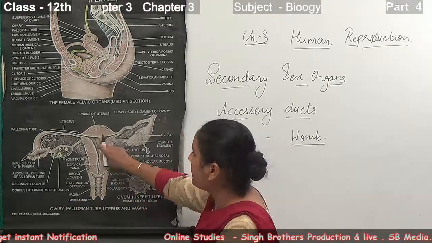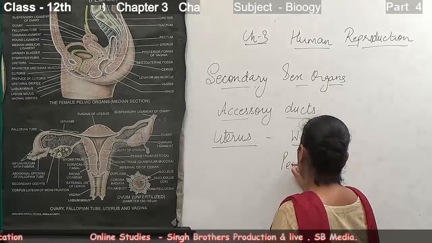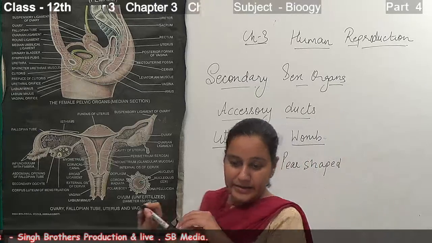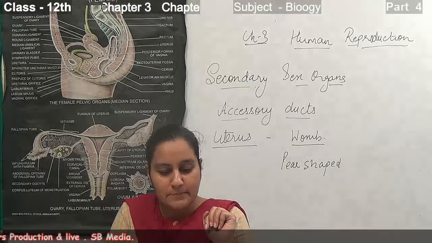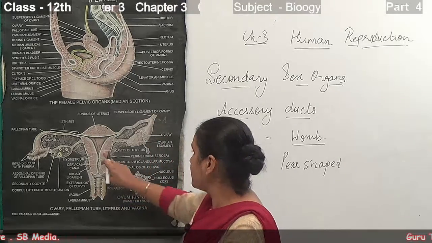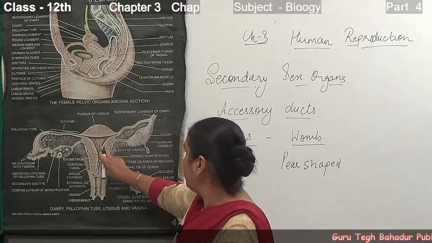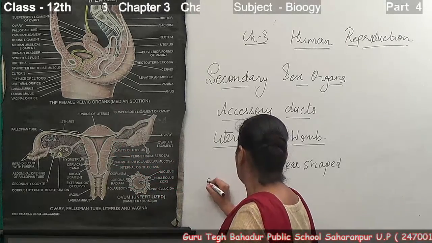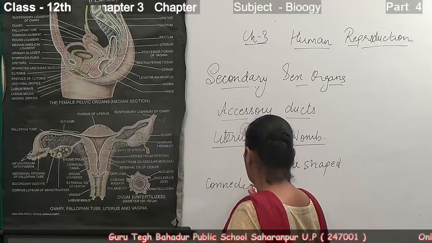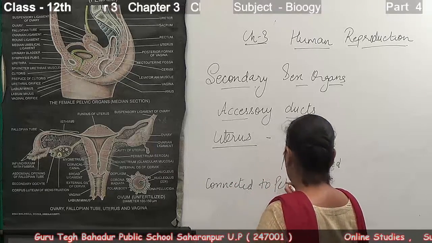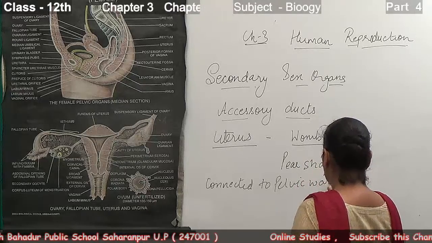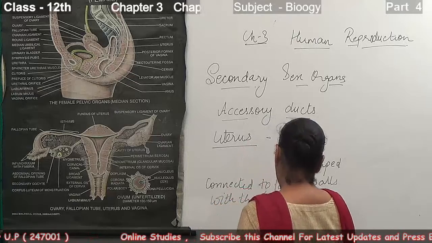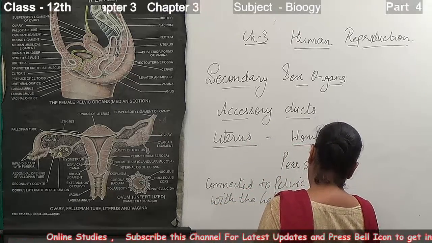It is pear shaped and is connected to the pelvic walls by ligaments. This uterus is connected to the pelvic walls with the help of these ligaments.